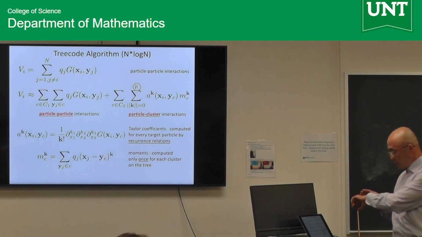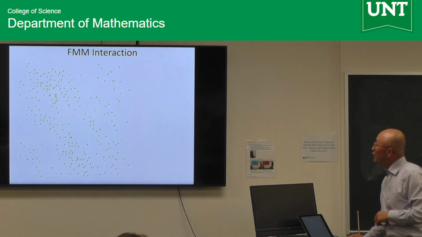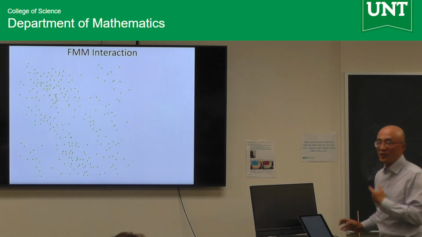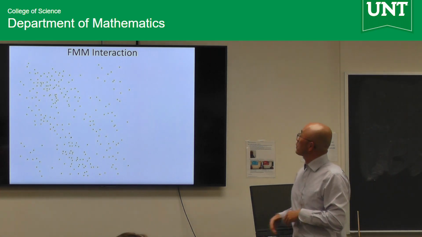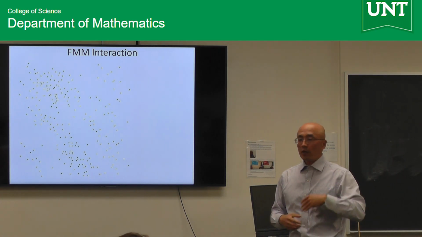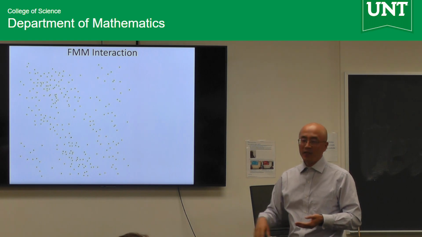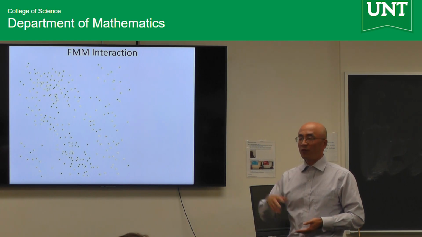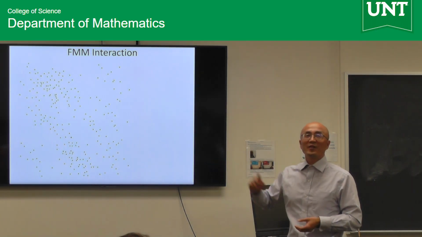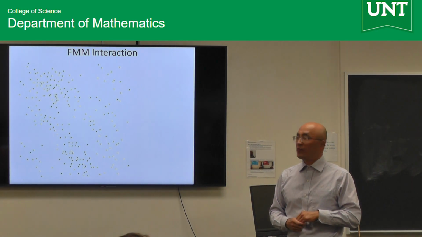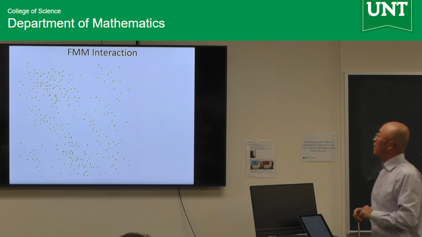The next one is more complicated, but it's even more beautiful. This is called the fast multipole method. If you Google the top 10 numerical algorithms of the 20th century, this is one of the methods there.